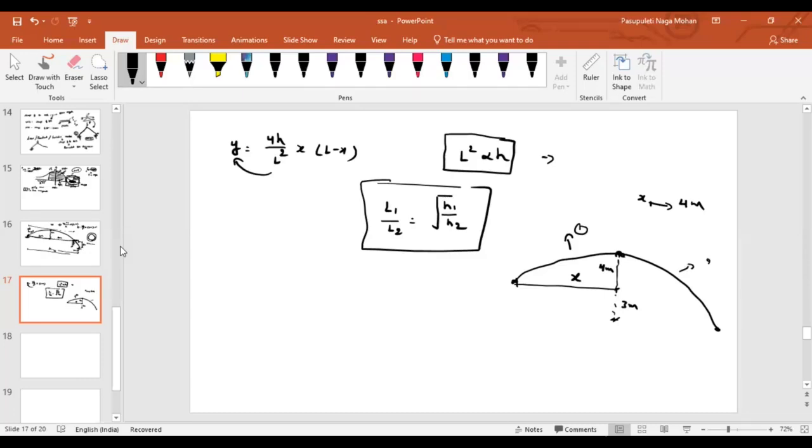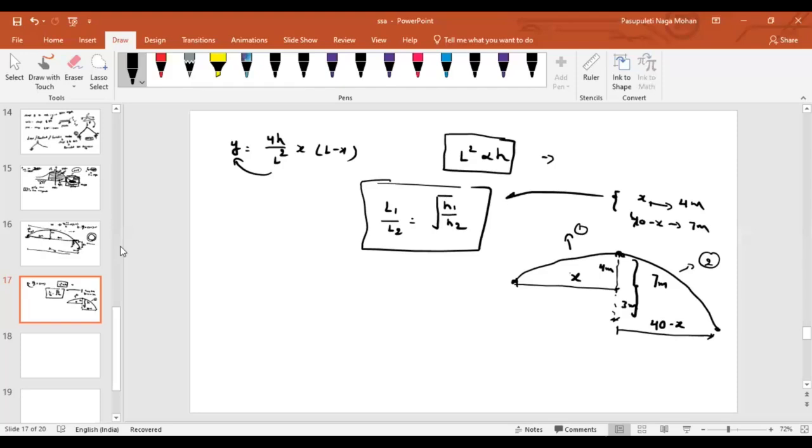Let us assume this is your another parabola 2. From here to here, if the distance is x, what about this distance? Total length is 40. So this is 40 minus x. So for 40 minus x, what is the rise? 7 meters. For x, it is 4 meters. For 40 minus x, it is 7 meters. So what is the relationship between these two?